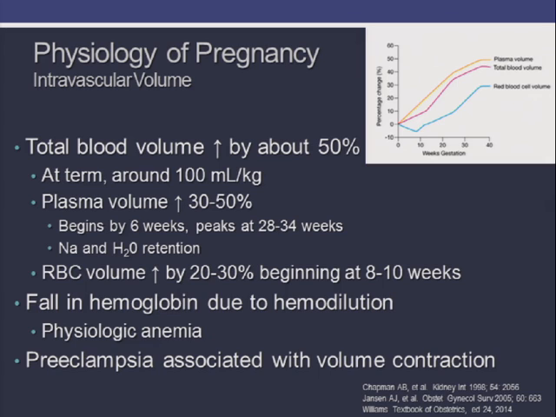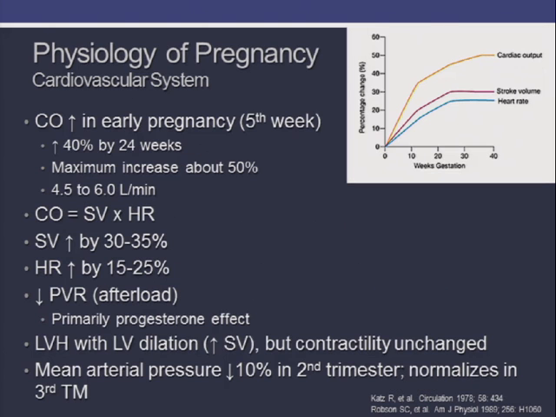And most of us know that H&H falls during pregnancy due to hemodilution. Preeclampsia, in fact, is associated with hemoconcentration. In fact, the blood volume may go back to the non-pregnant volume. So as many of you know, preeclamptics don't always tolerate blood loss quite as nicely as those who don't have hypertensive disorders of pregnancy.